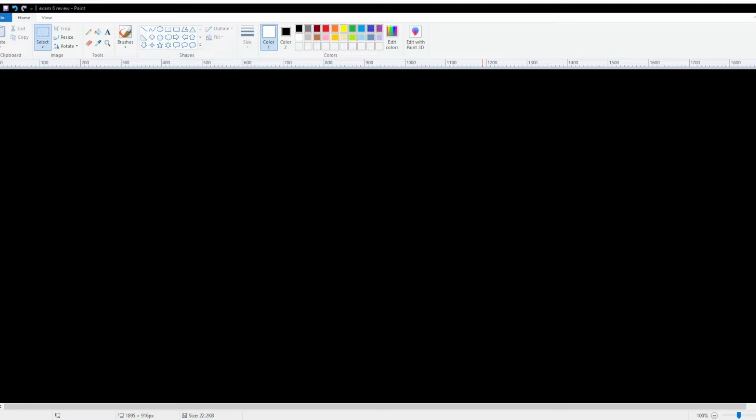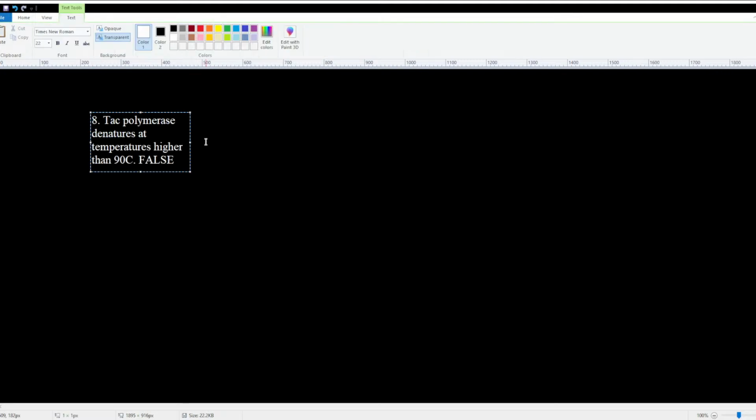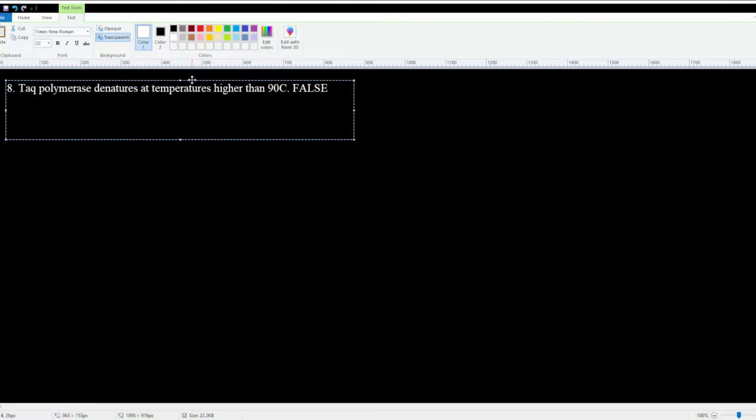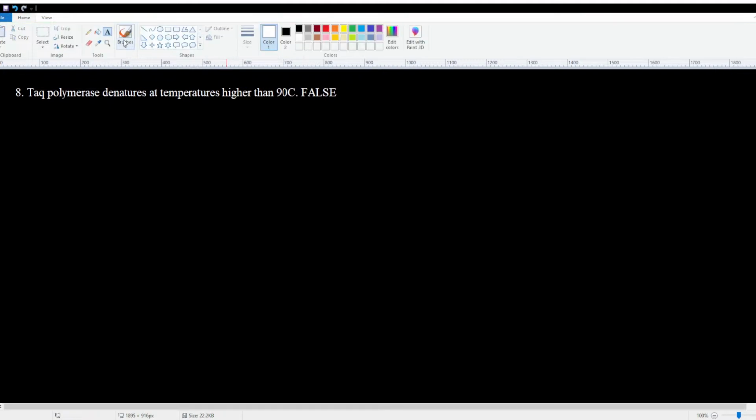Okay, I really don't like this question because I feel like it's intentionally misleading, and it's kind of a gotcha question. So, I guess it's spelled incorrectly too. Taq polymerase denatures at temperatures higher than 90 degrees Celsius. Now, this is going to be false.